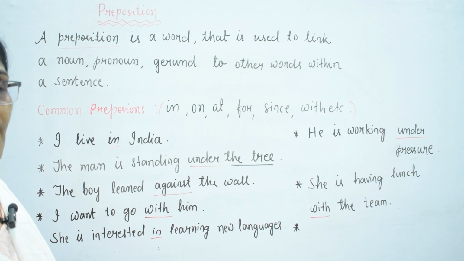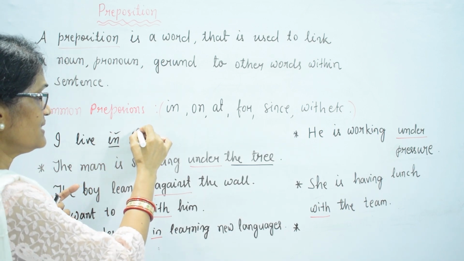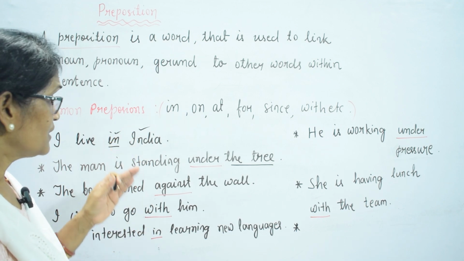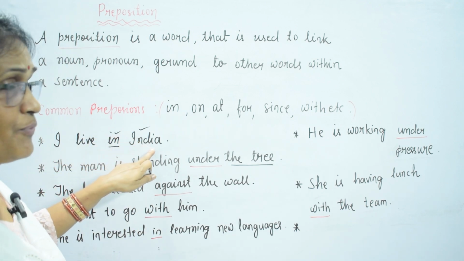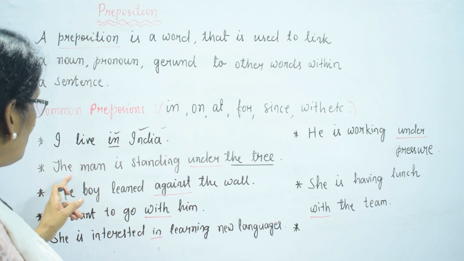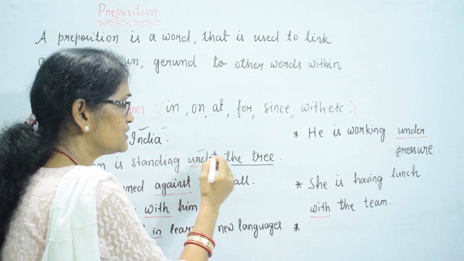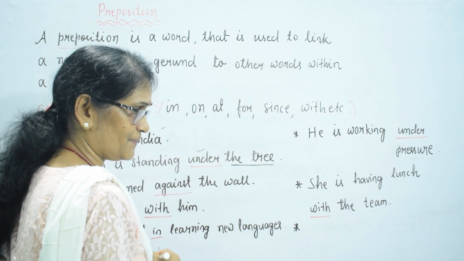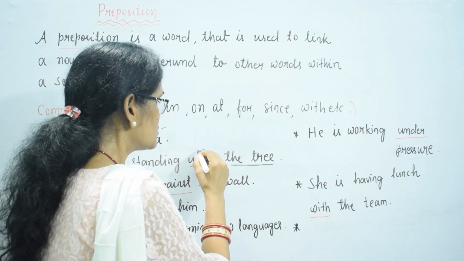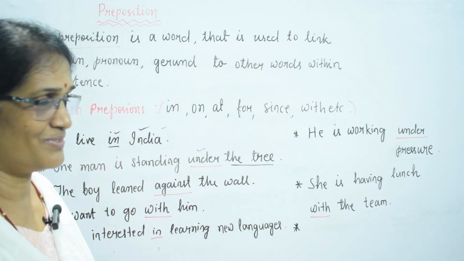I live in India. In is before India. India is a noun. In is a preposition. So, in is used before a noun, and the noun is a proper noun. The man is standing under the tree. Under is used before a noun, the tree, a noun phrase. So, under is a preposition, used before a common noun.